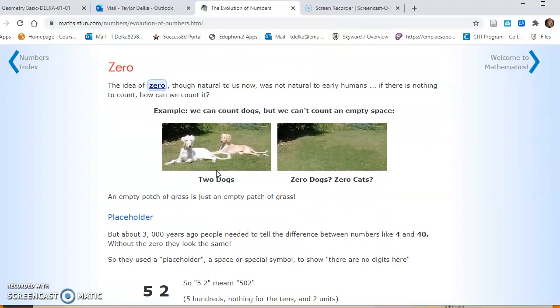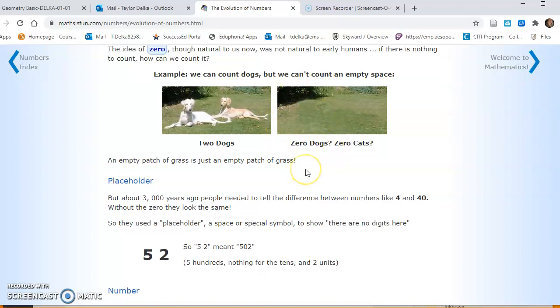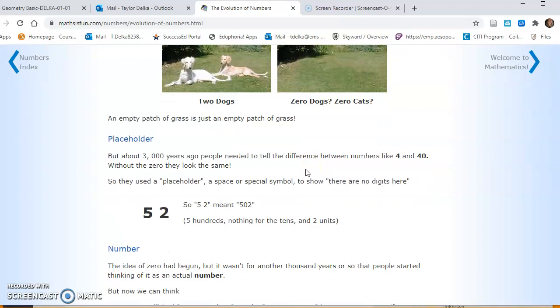Then there's this new concept called zero that was introduced. And it's natural to us now, but it wasn't always natural to early humans. So we can count dogs in this picture, for example, but you can't count nothing. There's nothing there on that grassy knoll except for grass.